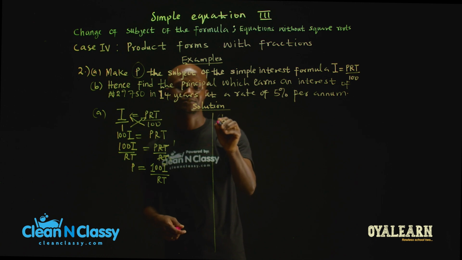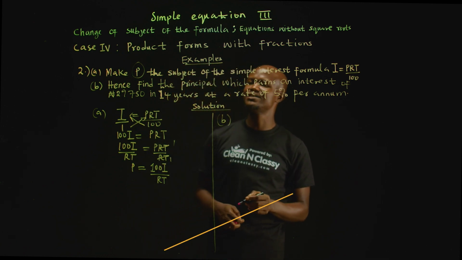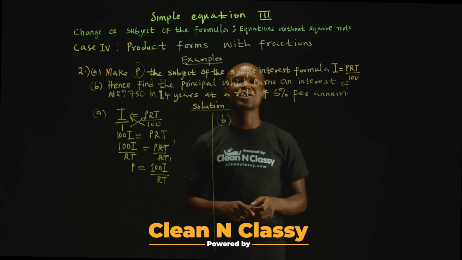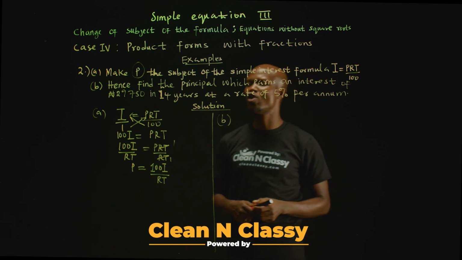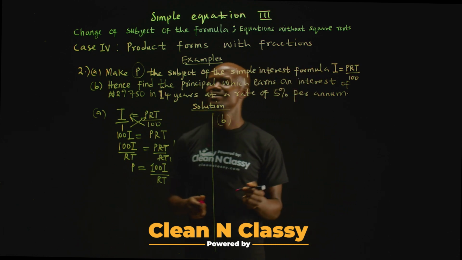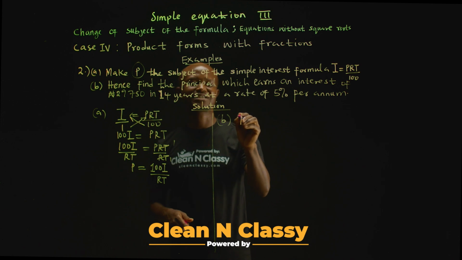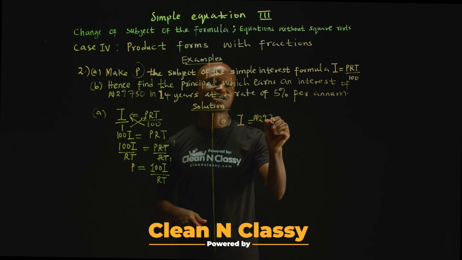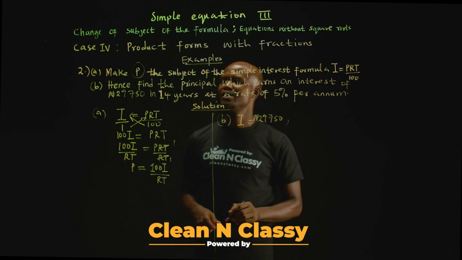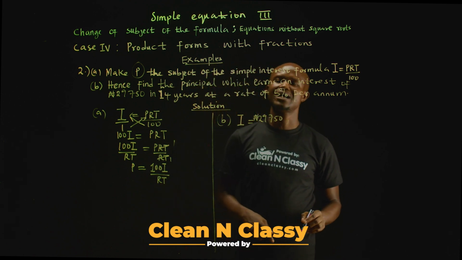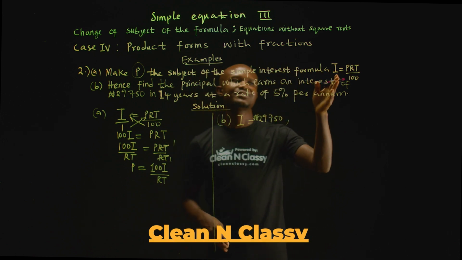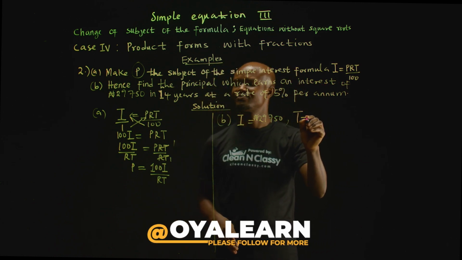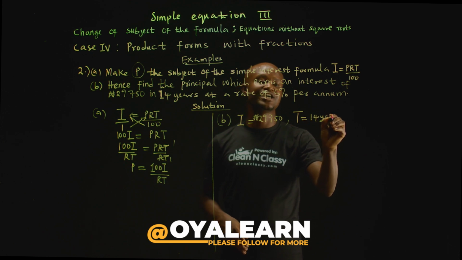That is the solution to the first part of the problem. Second part. Hence, find the principal which earns an interest of 29,750. Now we're given interest I equals 29,750 in 14 years. And from this formula, the time represents 14 years, which is T.